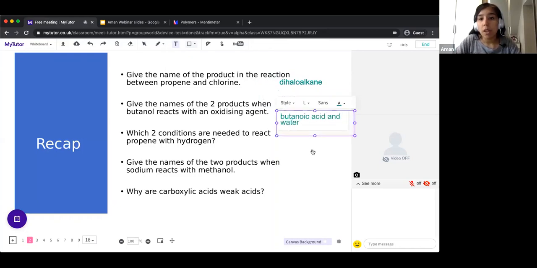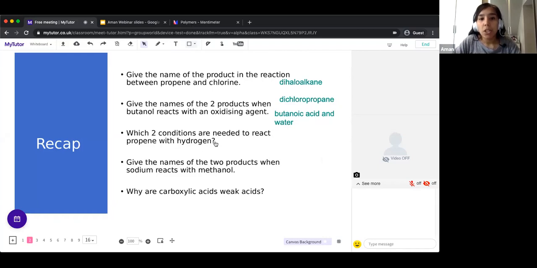So remember, the butanol becomes oxidized. So instead of having an OH bond, which is what is there in an alcohol, we end up having a COOH bond and water. So it becomes a butanoic acid and water.